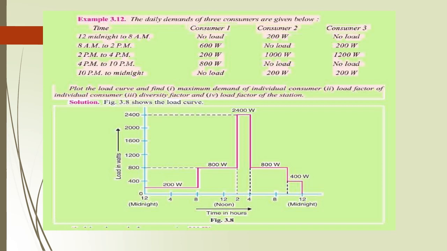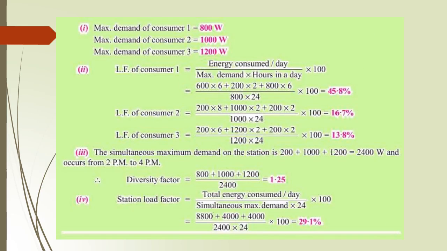The daily demands of the three consumers are given below. This is the time representation. Please refer to this diagram for the representations. The maximum demand of consumer 1 is 800 watts, the maximum demand of consumer 2 is 2000 watts, and the maximum demand of consumer 3 is 1200 watts. So the load factor for consumer 1 is the energy consumed by it divided by its maximum demand times the time. These are the calculations we have to find the maximum demand of the day. And this is the diversity factor and the station load factor.